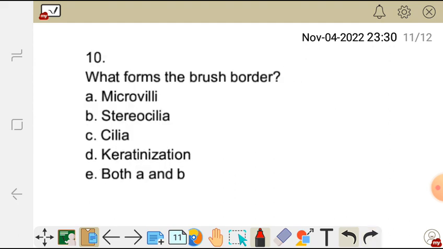Question 10. What forms the brush border? A, microvilli; B, stereocilia; C, cilia; D, keratinization; E, both A and B. The one which forms brush borders is the microvilli. That is question 10. The answer is A.